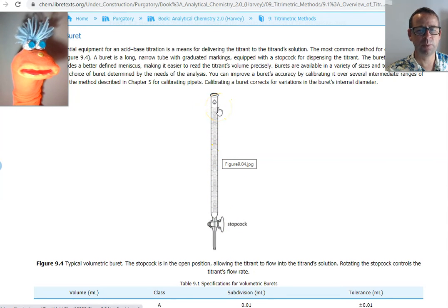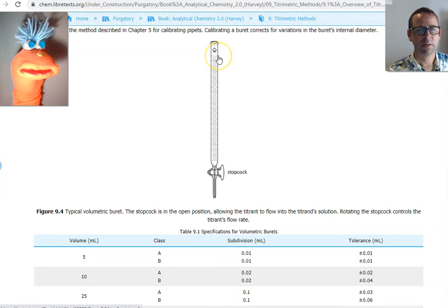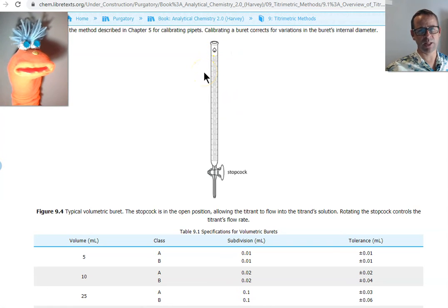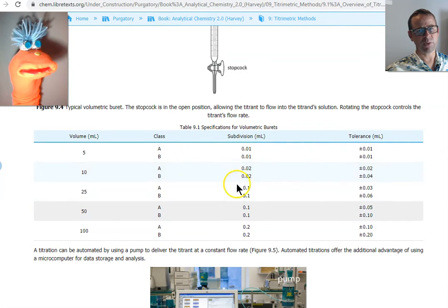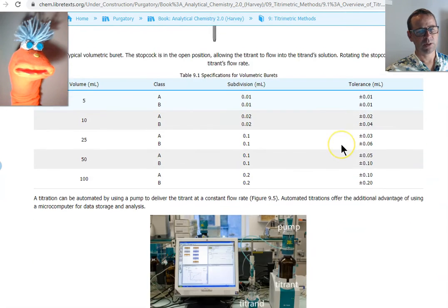We hopefully remember in 105 that the change in volume can be identified by looking at your final volume minus your initial volume, right? Change in everything is always final minus initial, and that difference will tell you how much you've delivered. Here are some specifications in terms of tolerances on different burets. So it makes a difference.